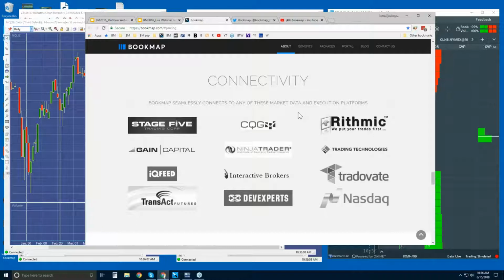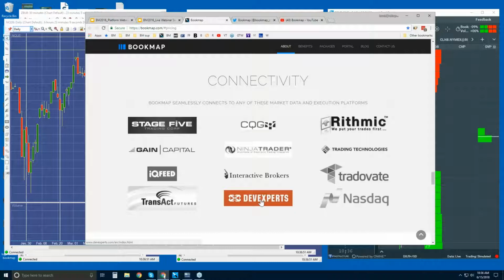This is how you connect: CQG, Rhythmic, Gain Capital, IQ Feed, Transact, and DX Feed. You'll also see some other platforms listed here. We connect via the API of NinjaTrader, TTX Trader Pro, and Interactive Brokers Trader Workstation. You can go that route, but we recommend connecting directly to the data provider, because you'll get better data. To connect to the GDAX exchange is free, so you don't have to pay for or provide any data for the digital currency.